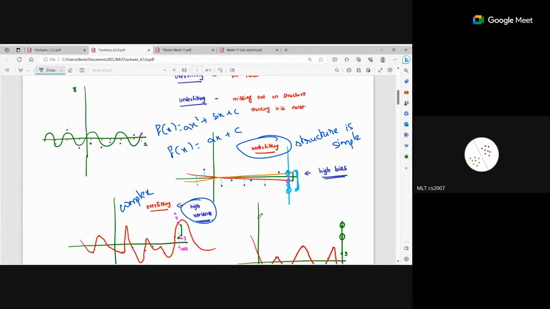Okay, for the underfitting case, you look at the training error as well as the test error. Underfitting is like low bias and high variance, right? No, underfitting is going to be high bias and low variance. Underfitting has high bias. So you look at the test error.